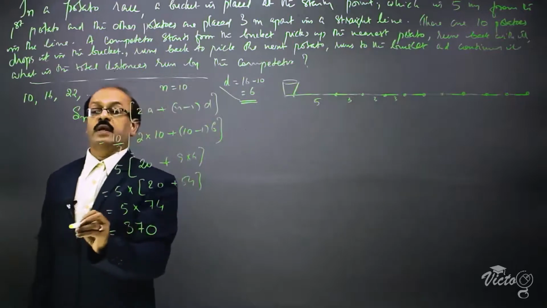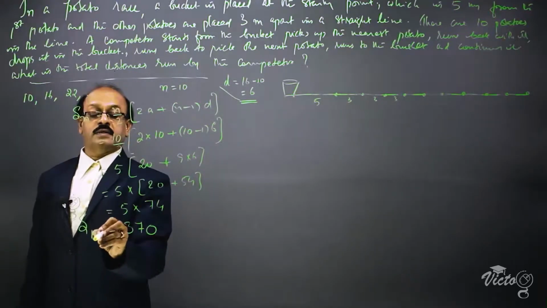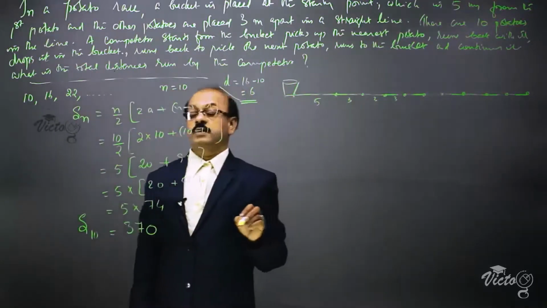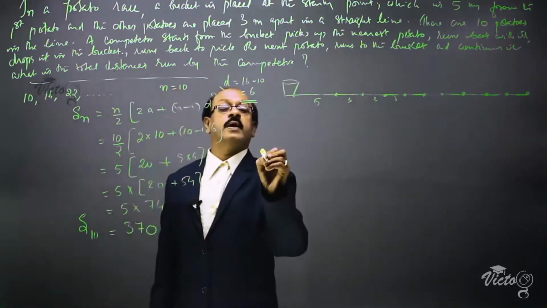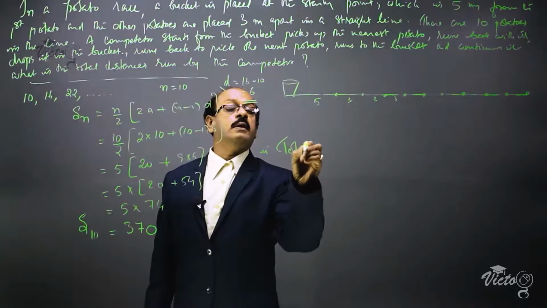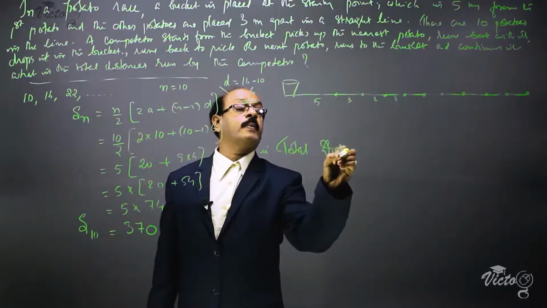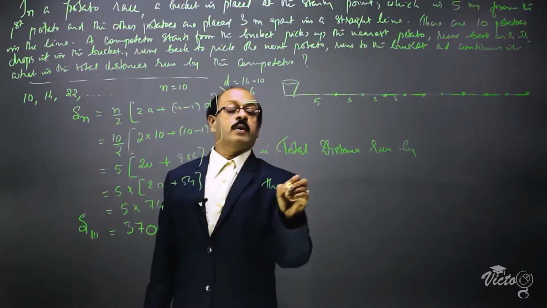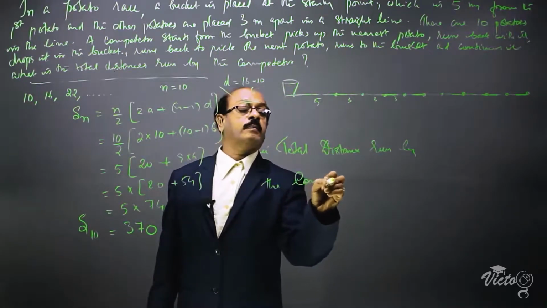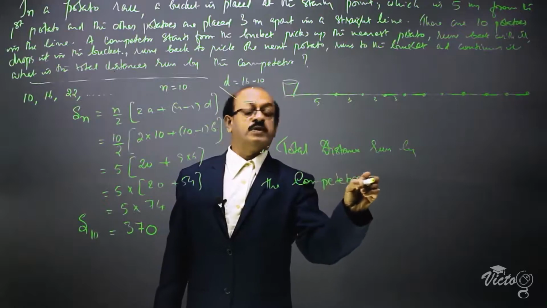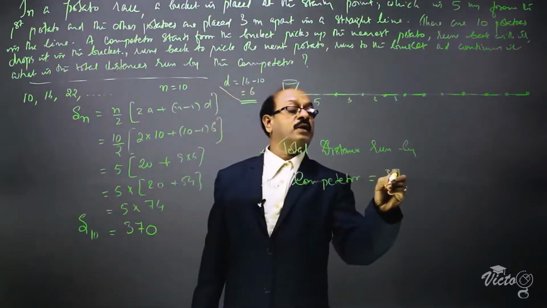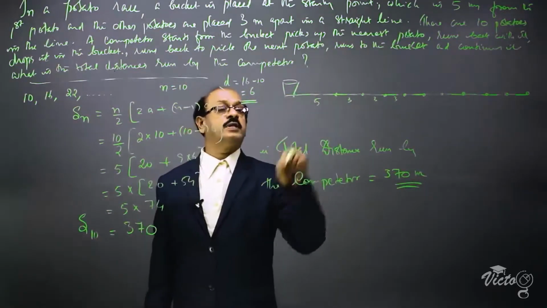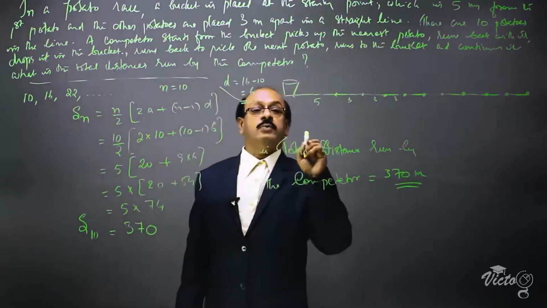It is 370. Yes. S10 is equal to 370, means total distance run by the competitor is equal to 370 meters. That is the total distance run by the competitor is equal to 370 meters. So be very careful when doing this type of questions. We have to find out the distance.